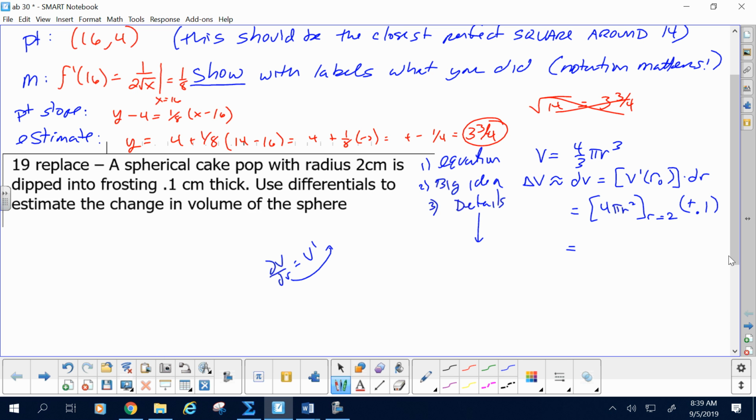And so what is 4 pi r squared evaluated at 2? 16 pi. And what's 16 pi times a tenth? 1.6 pi. And what are the units? Centimeters cubed. So roughly about 5-ish cubic centimeters of frosting on that baby. All right, are we good?